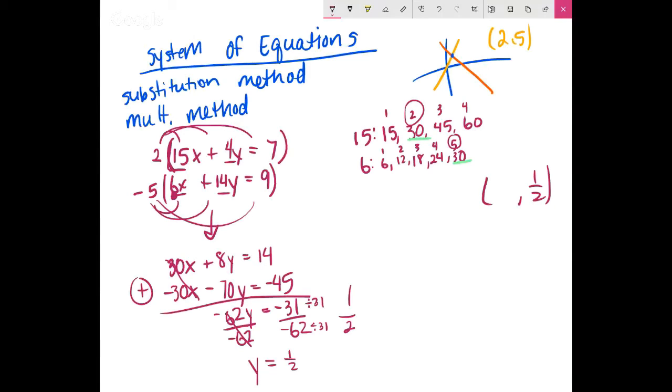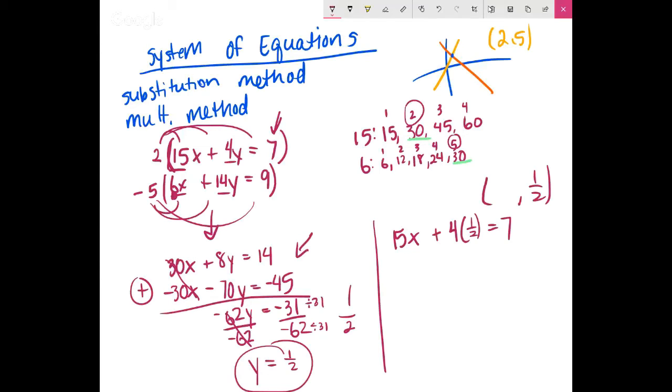And I'm going to take this y and plug it back into the original equation. Not one of these. We can, but it's just going to be a lot more work. So 15x plus 4y. Our y, remember, is 1/2. So actually it's going to be now 15x plus 4 times 1/2 equals 7.